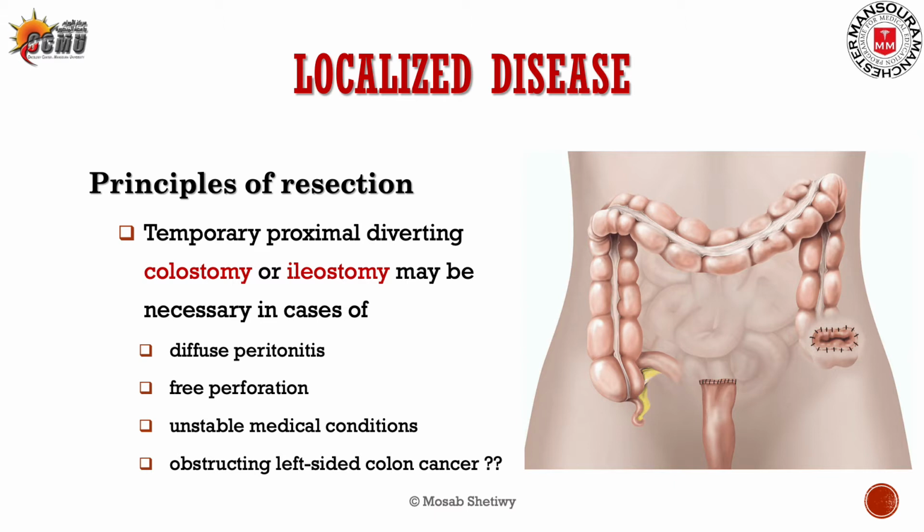because this patient had either diffuse peritonitis or perforations, or his medical condition was unstable, so he couldn't or wouldn't tolerate a primary anastomosis. That means the risk of leak is increased with such conditions. And of course, with obstructing left-sided colon cancer, it's debatable, and it is actually the preference of the surgeon whether to do a proximal diverting colostomy in an obstructed left-sided colon cancer or do primary anastomosis.